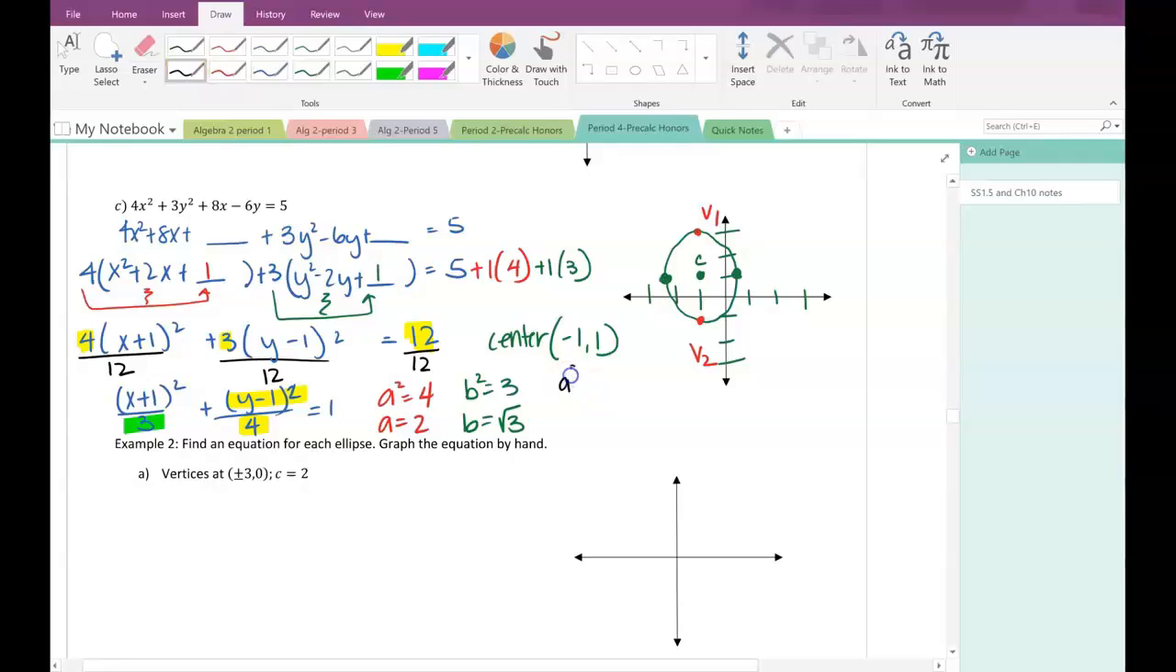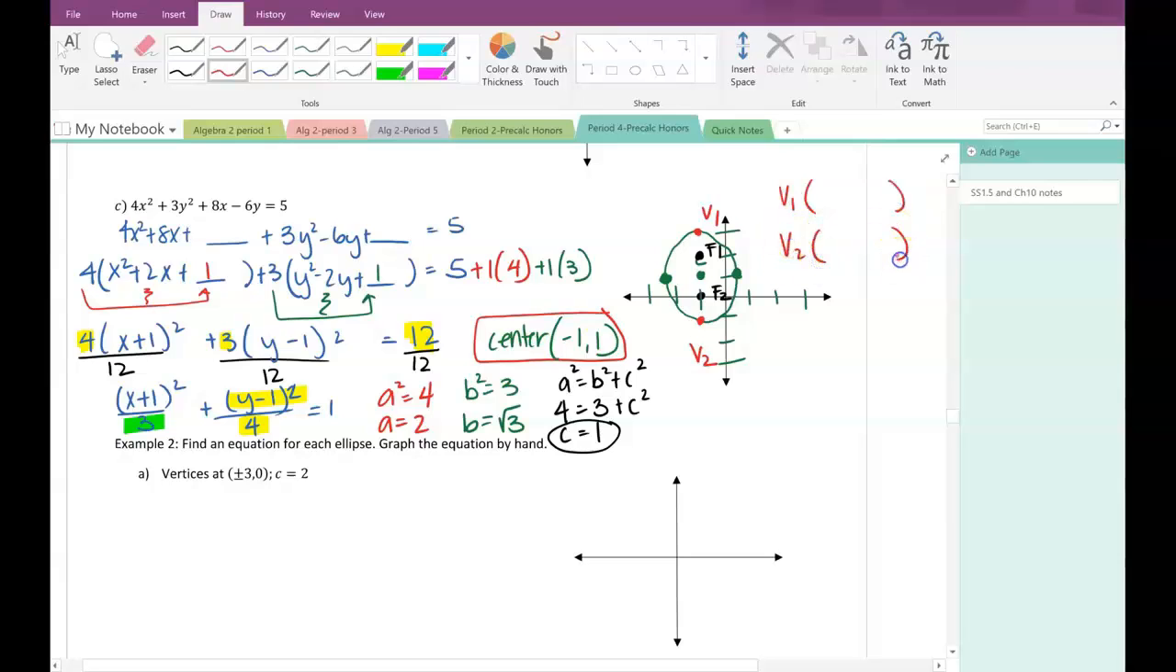Now let's find c for us, so that way we can find the foci. So it's going to be a squared equals b squared plus c squared. A squared is 4, b squared is 3 plus c squared. So that means c equals 1. Okay, c equals 1, so that's going to go up 1 to make focus 1 and down 1 to make focus 2. All right, I have the center. I'll box that up. I now need to go find vertex 1, vertex 2, focus 1, and focus 2.